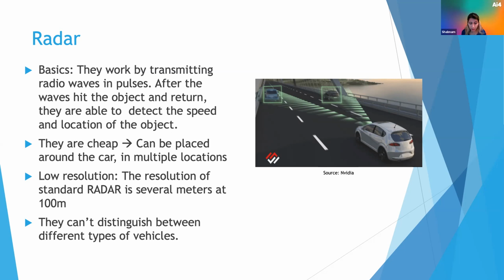And why 100 meters, you say? Imagine you're driving on a highway at a speed of 65 miles per hour, right? 100 meters is nothing. You need to see that. And because of this low resolution, you can't really distinguish between types of vehicles. You can just say this is something that's going at this speed. That's about all you can say. But they are cheap and useful.